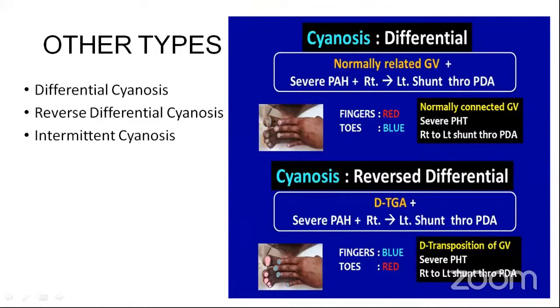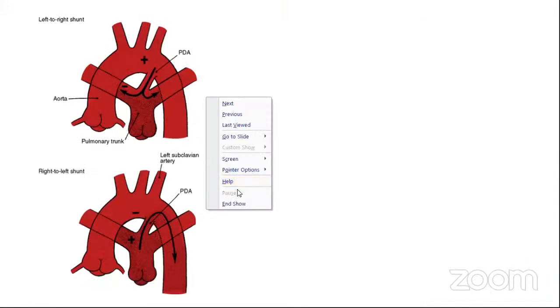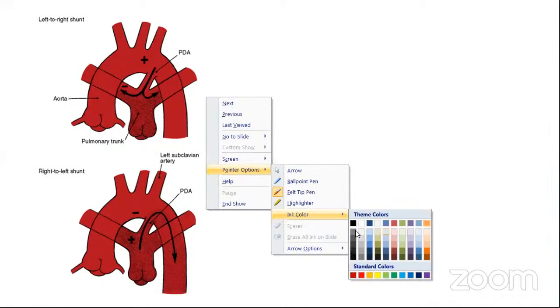Can PDA lead to pulmonary hypertension? That's what I was telling you. Plain PDA in the initial stage will not lead to pulmonary hypertension. So we'll come to that. I didn't go into Eisenmenger's. So I'll just briefly tell about what happens in Eisenmenger's.